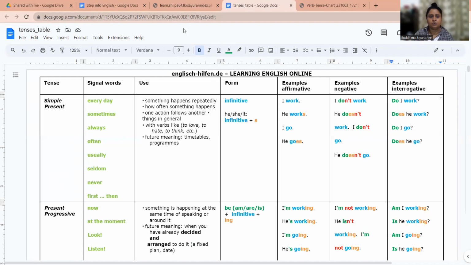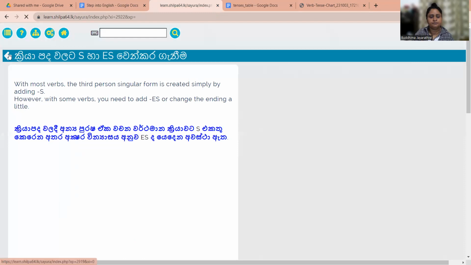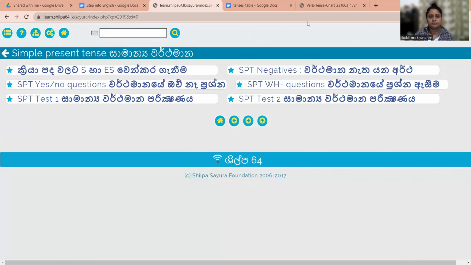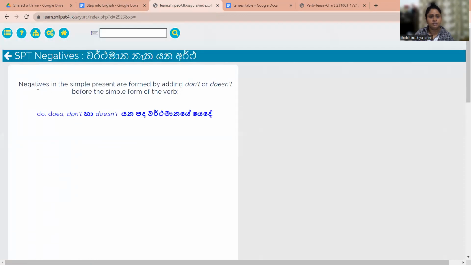Okay, so let's move back to our lesson given in Silpa Saira. And here you say, negatives in the simple present are formed by adding don't or doesn't before the simple form of the verb. Do, does, don't, doesn't යන පද වර්තමානයේ යෙදේ.